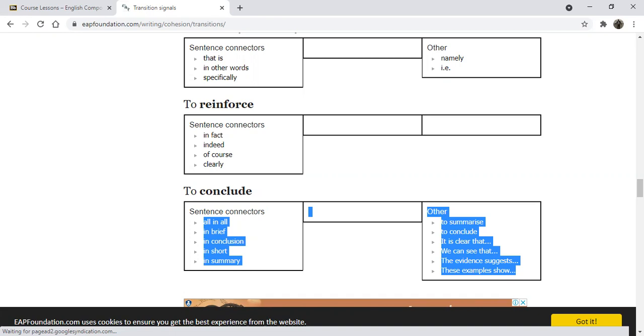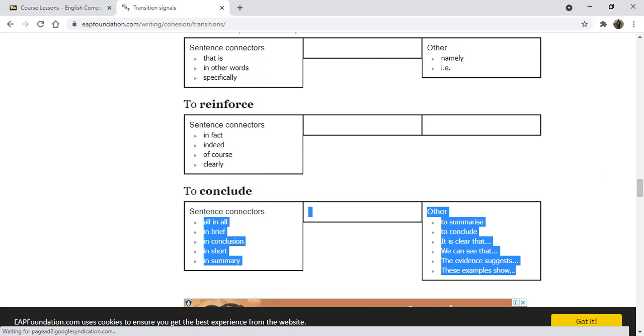For example, the transition signal "for example" itself is a transition signal. It's used to give examples. While the word "while" is used to show a contrast.